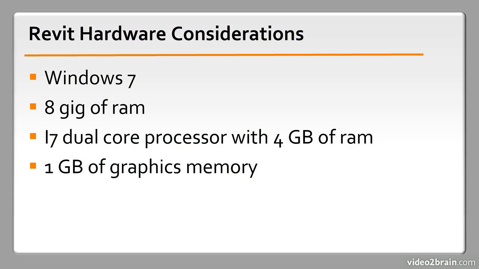Here are some hardware considerations to keep in mind. To operate Revit efficiently, it is recommended that you are running on Windows 7. I also recommend that you have at least 8 GB of RAM, at least an i7 dual-core processor with 4 GB of RAM, and a gig of graphics memory.